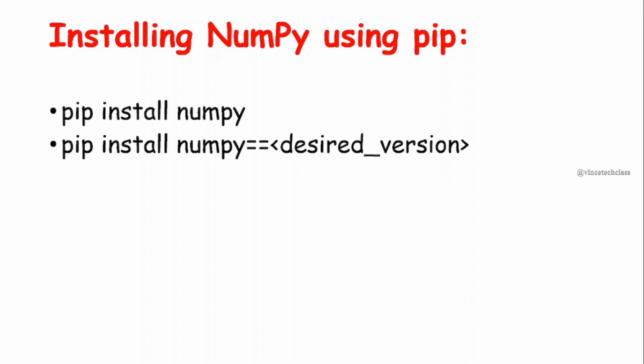Next, we verify the installation by importing NumPy in a Python script or interactive session by running the following command: import numpy as np. The np is just for our own convenience. And now, if there are no error messages, the installation was successful. But if there is an error message, that means the installation was not successful. And now NumPy is ready to be used in our Python project for scientific computing and numerical operations. So guys, that is all for today's tutorial.